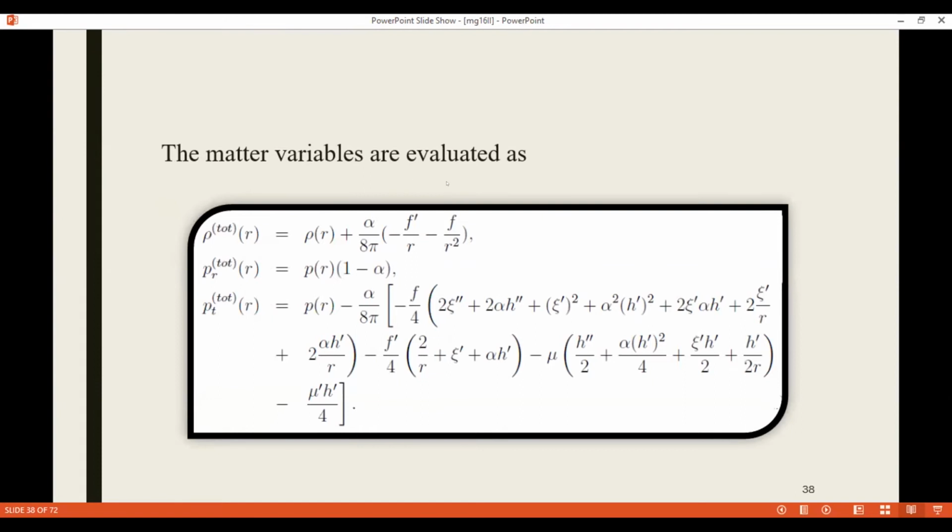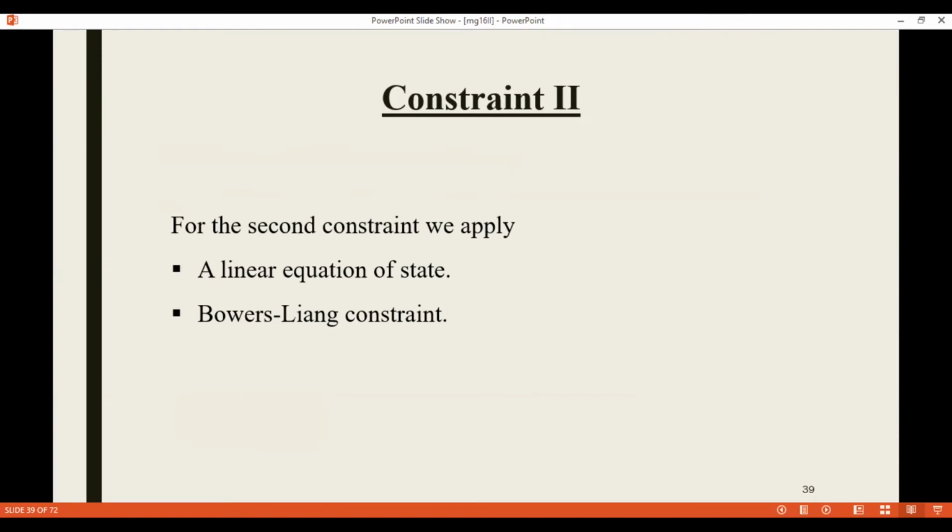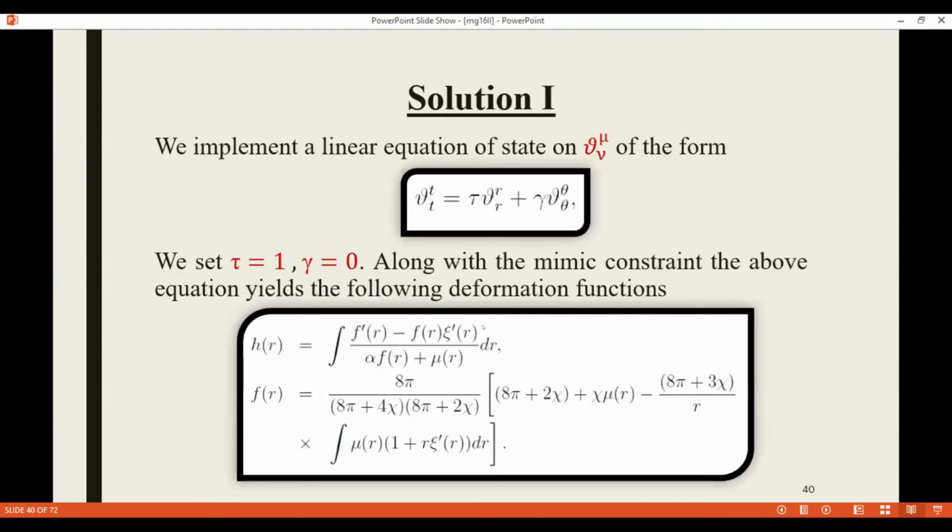Consequently, the matter variables can be found, which are given here. Constraint 2. In the second constraint, we can apply either a linear equation of state or Bauer's line constraint. So first, we implement a linear equation of state in this form. Here, obviously, we take tau equal to 1 and gamma equal to 0 for the sake of simplicity. Along with this constraint, the above field equations lead to the following deformation functions H and F.